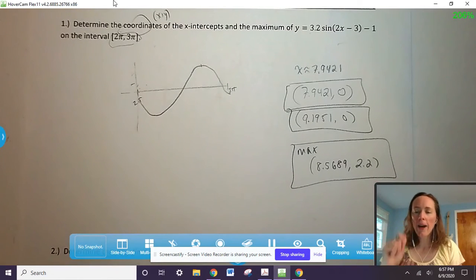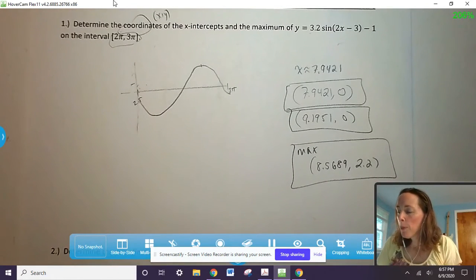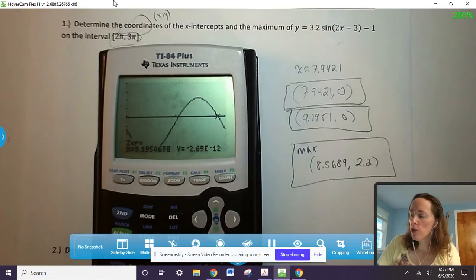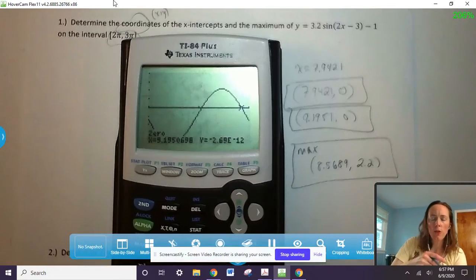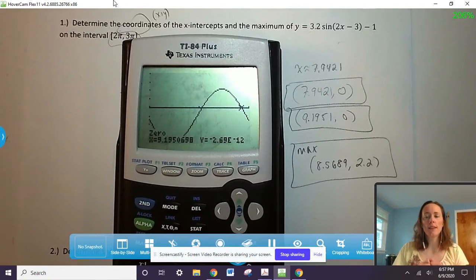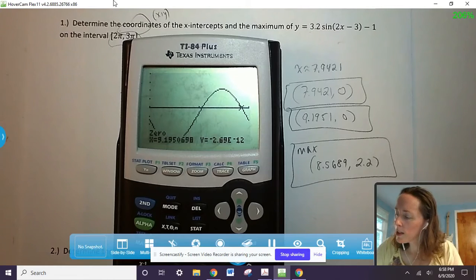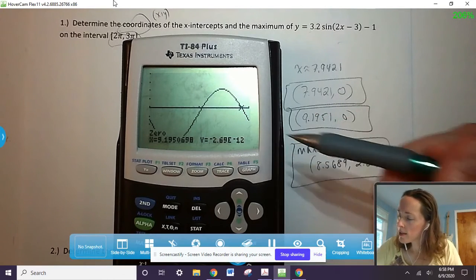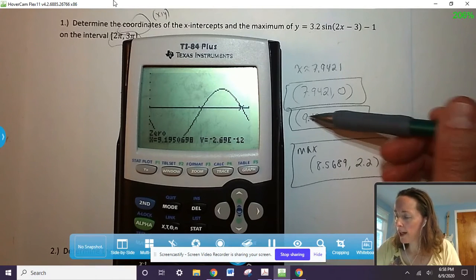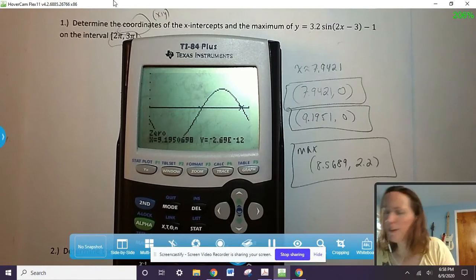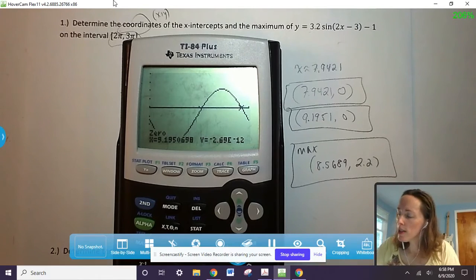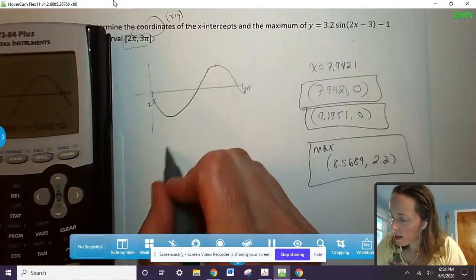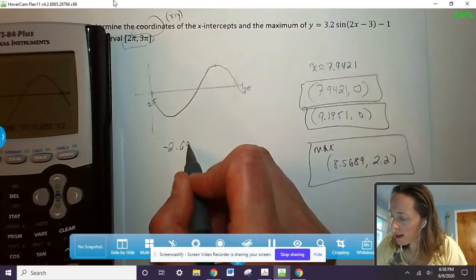And I want to take you back for a second because I forgot to mention something before. When you go to find these x-intercepts, I don't think it happened when I did it before, but depending on the left bound, the right bound, and the guess that you pick, sometimes you'll get something funny like this for the y. So I want to remind you what that is. This is the x-intercept here, which is 9.1951. This right here says negative 2.69 e negative 12.